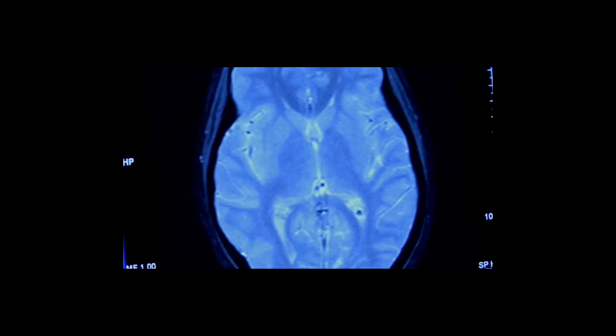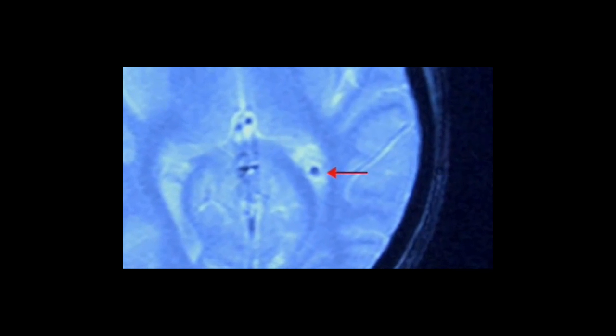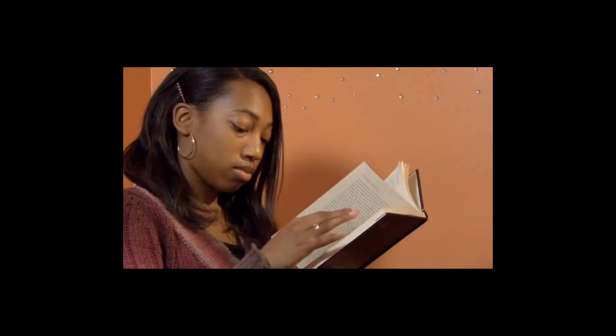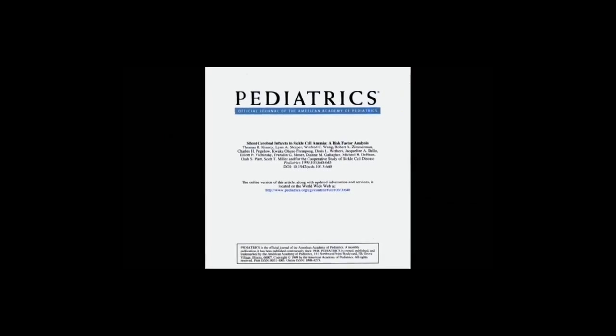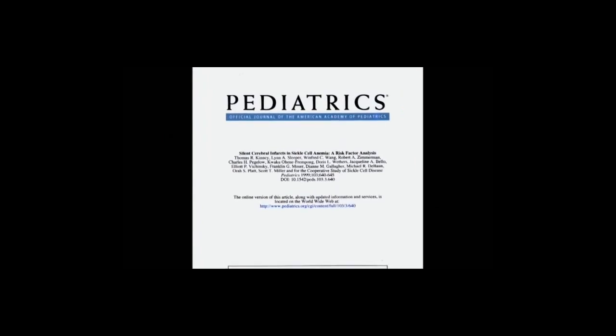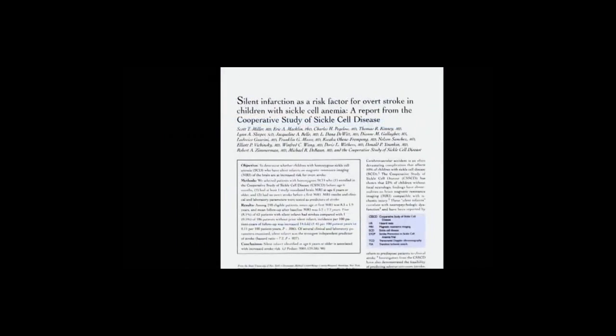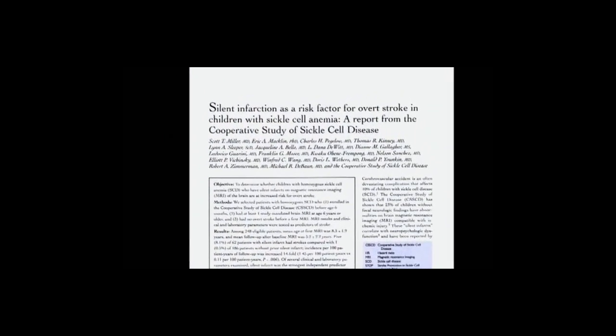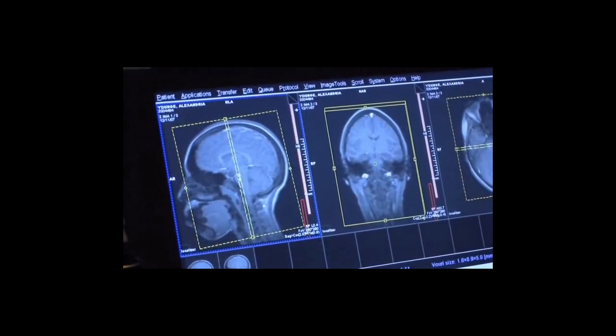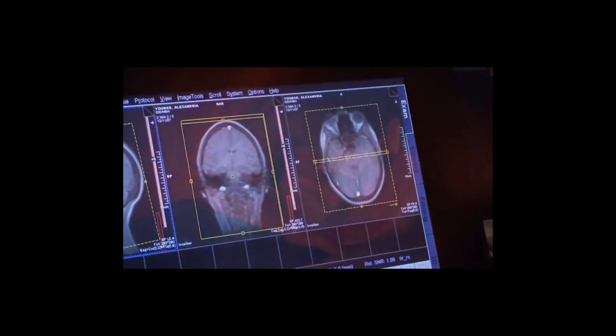When Alexandria was 12 years old, a brain scan revealed that she had indeed had a stroke. I was very scared because I thought only older people would have a stroke and not a 12-year-old. Silent strokes like Alexandria's were not even recognized until a small research study in the 90s was conducted to better understand sickle cell disease in children. MRIs showed that strokes occurred when the misshapen cells got stuck in the brain and cut off oxygen to it.